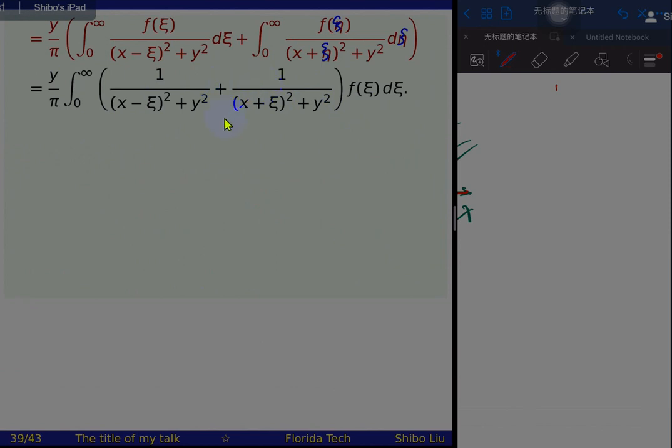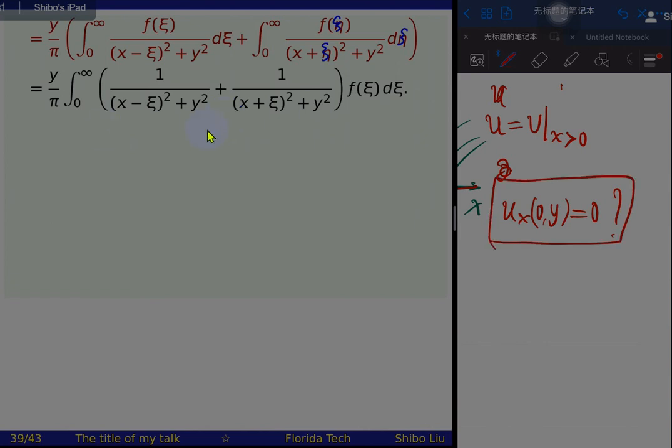But as I mentioned, we still need to check: if we let u be the restriction of v to the region x positive, can we have u_x(0, y) equal to 0? Can we have this property? If this is true, then our u, as the restriction of v for positive x, gives us a solution of our problem. If this is not true, then this is not a solution to our problem. So we need to check whether this is true.